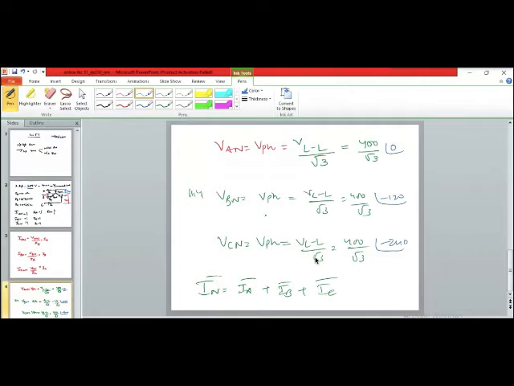Can we take plus 120, sir, instead of minus 240? Yes, no problem, you can take it. Okay, sir. Thank you, sir. What is the total current you got, IN? Somebody solved? Sir, 54.47 angle 18.64. Correct, 54.47 angle 18.64 amperes. Yes. Next, we shall take up one more problem.